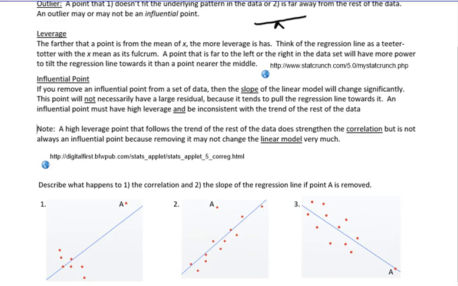A point that is far to the left or the right, like sitting right here, will tilt the line, whereas a point that's right in the middle is not going to make much change in what happens to that line. This point here has more power to tilt the regression line towards it than a point near the middle. So we're going to go to StatCrunch and look at an applet to talk about this issue.